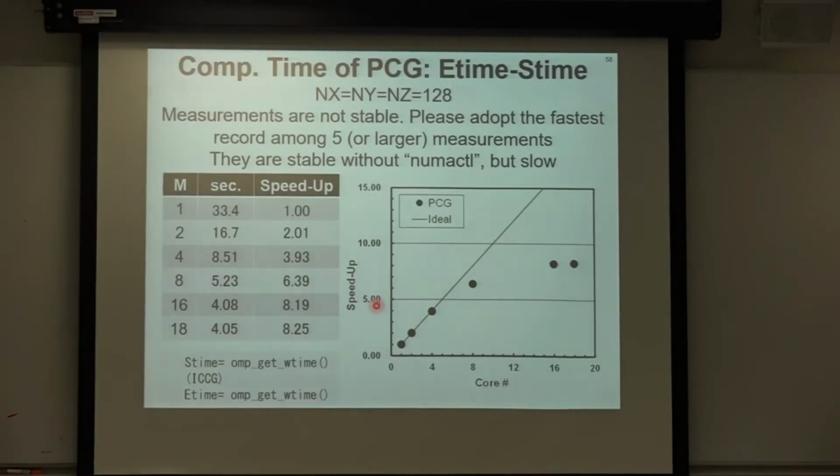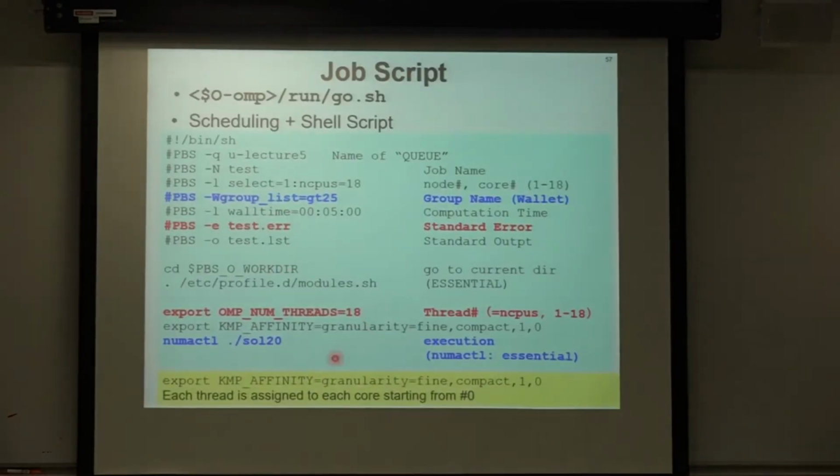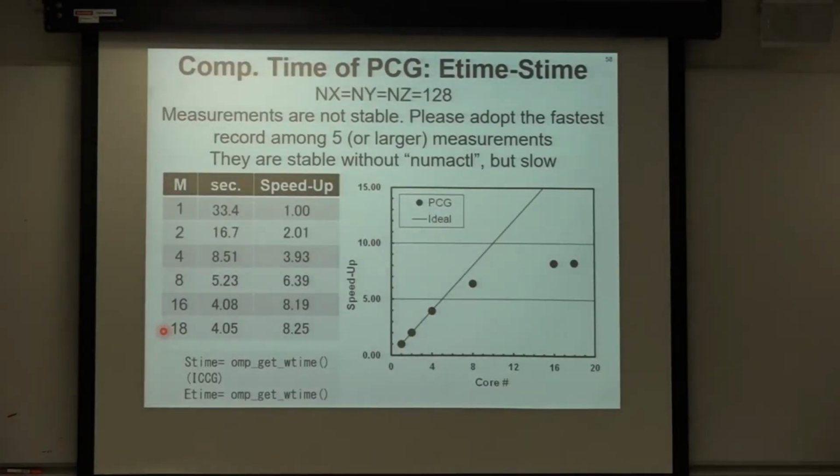The code can run without this NUMA CTL, okay. In that case, the result is very stable, but it is generally very slow. So I think it's better to put the NUMA CTL, measure several times and choose the fastest one. It's a better approach. Actually, we are now trying to find stable and fast configurations, but currently this is the best answer.